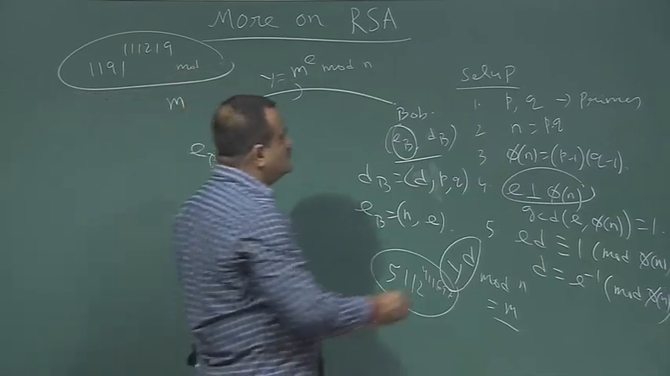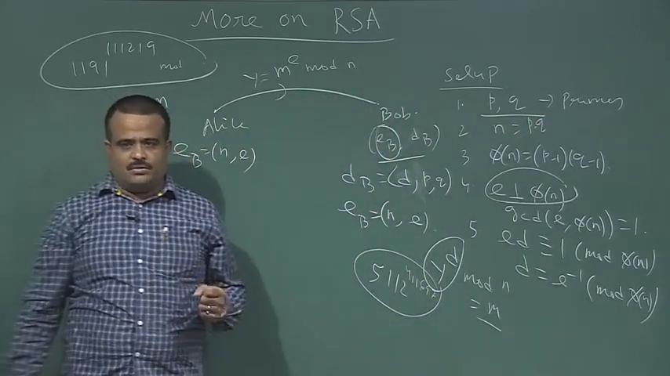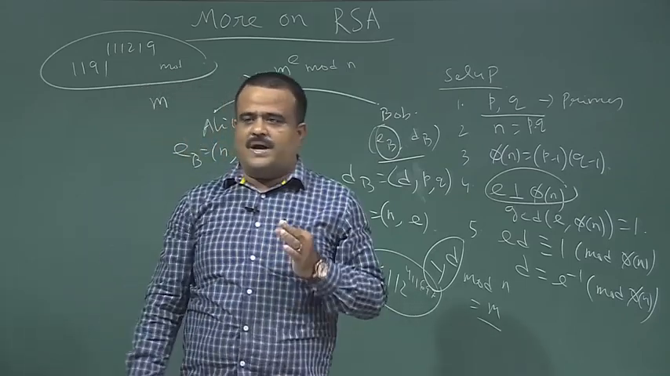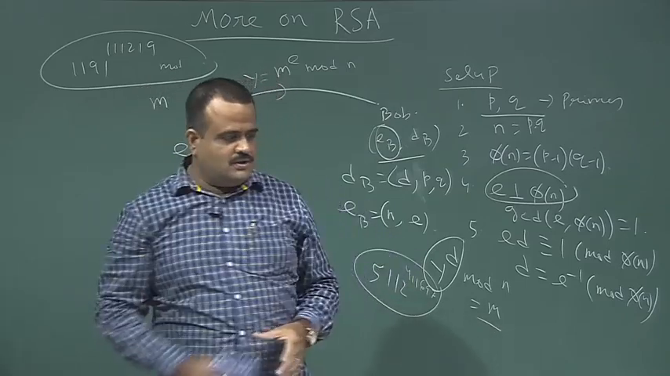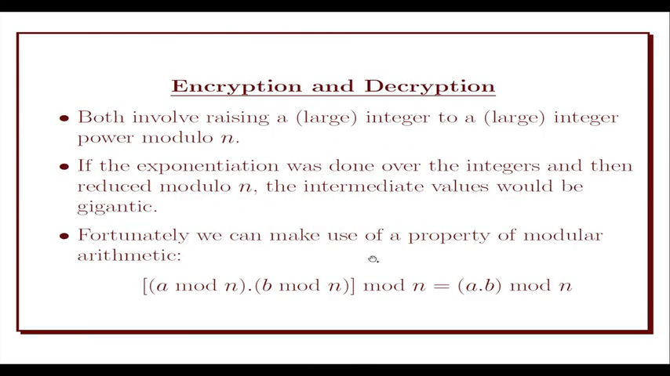Another issue is that we need the primes P and Q. How do we get the primes P and Q? Is there any algorithm that can give us the primes? That is the key generation step. These two are basically the computational aspects of RSA. For encryption we need to do exponentiation, computing something like x to the power of some exponent. Both involve large numbers, and these are under modular operation.